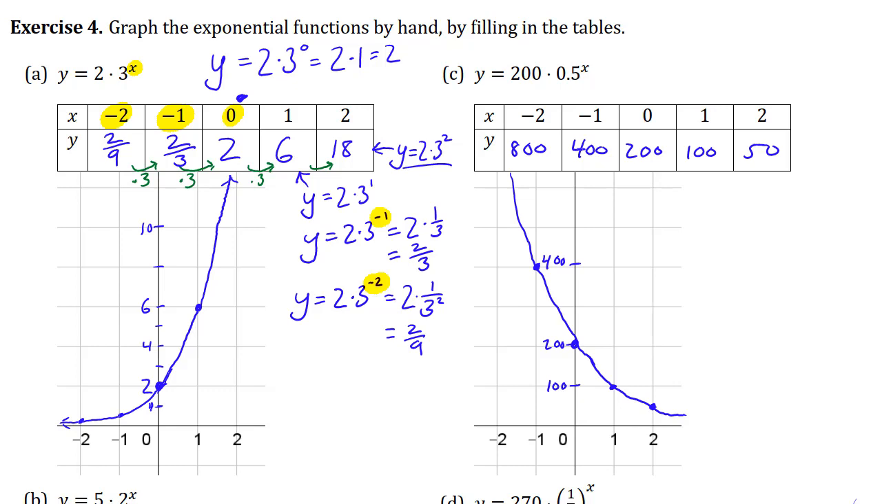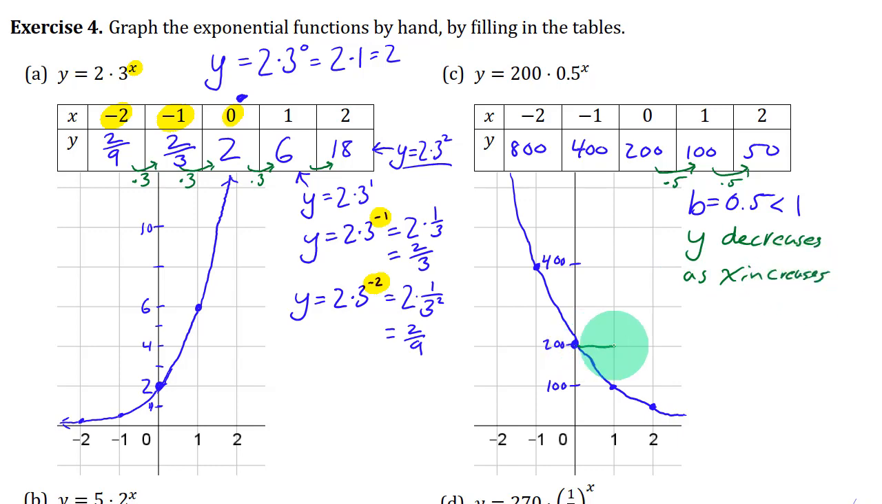So you can see when you have b equals 0.5, you get something that is decreasing, because 0.5 is less than 1. Every time you multiply by 0.5, it makes it smaller. So we can say that y decreases as x increases. There's something to notice here. As x goes to the right, y goes down.